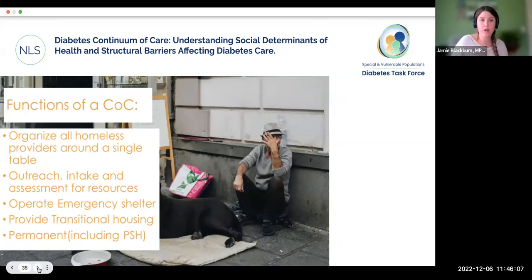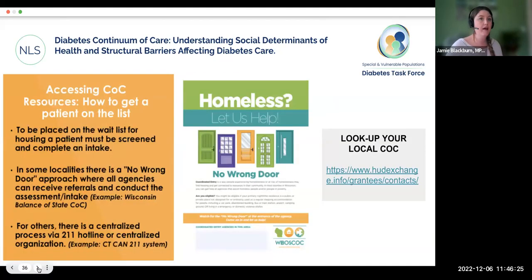So the COC is all of the organizations that receive federal dollars from HUD to operate emergency shelter, permanent supportive housing, transitional housing. They do street outreach, intake, and assessment for those resources. There are certain standards of quality that HUD maintains, certain standards to become a member, but it's very, very easy for health centers to join their COC should you choose to do so. And we certainly strongly recommend that you do.